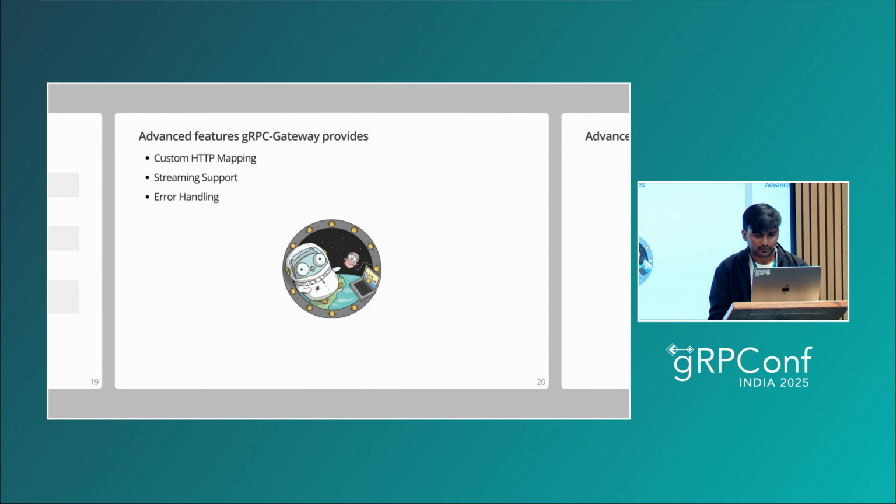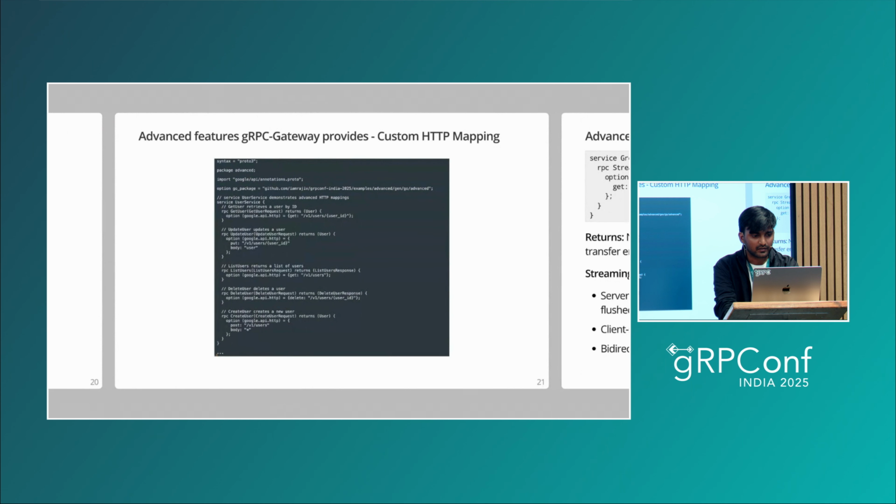Let's move to some of the advanced features it supports. gRPC gateway supports custom HTTP mapping, streaming support, error handling, and more. I will go through them one by one. So the first advanced feature is custom HTTP mapping. This is super powerful. You can build a REST API that feels exactly like a traditional REST API, but is powered by gRPC underneath.